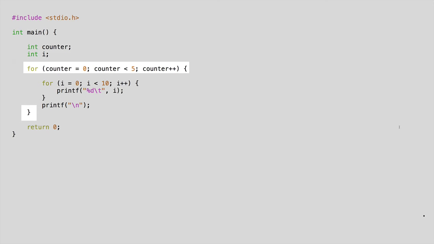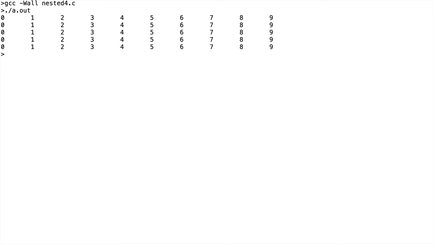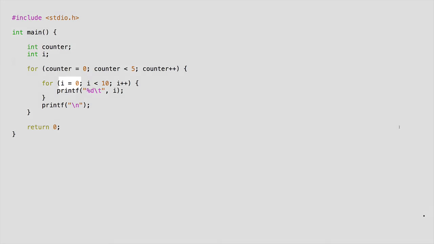It is easier to see now that there is an outer loop that executes 5 times. And on each of those 5 times, this inner loop does 10 iterations, and then a new line is printed. Let's compile and run our code to confirm that I haven't made any typos. In the inner loop, the loop counter is the variable i, and in the outer loop, the loop counter is the variable counter. Could I have used i for the outer loop's counter variable's name as well?